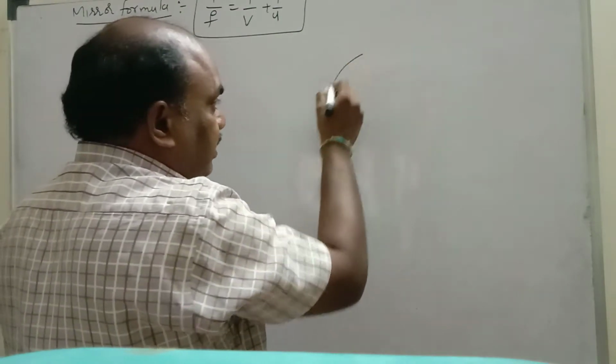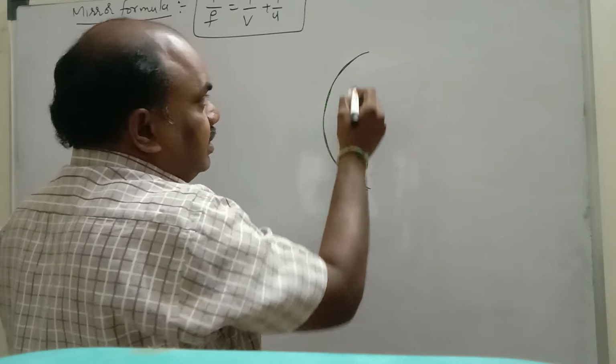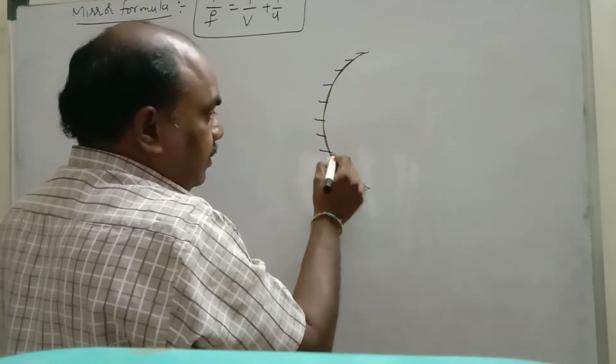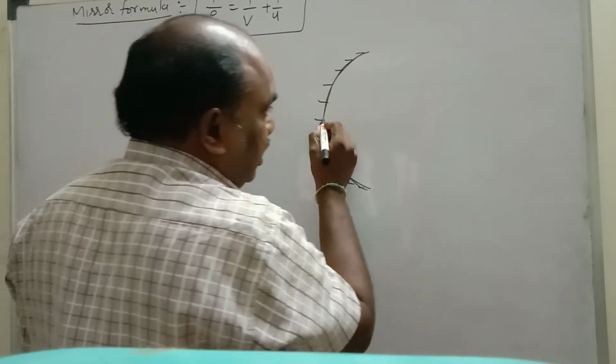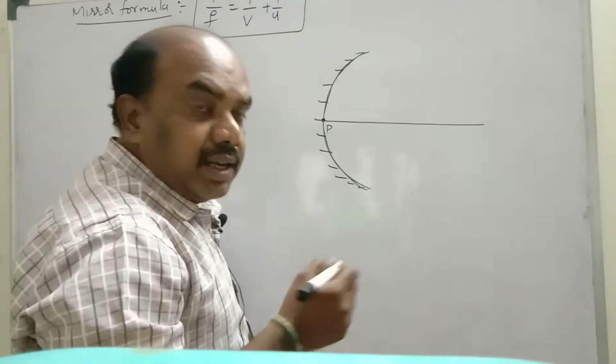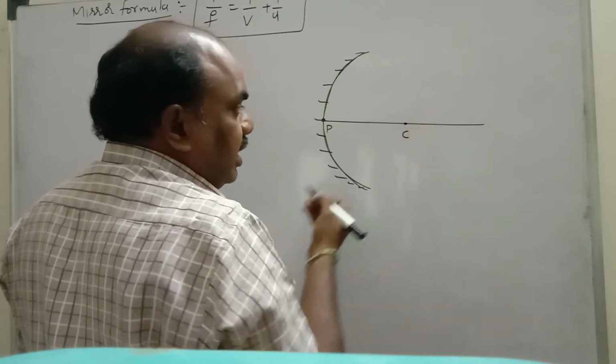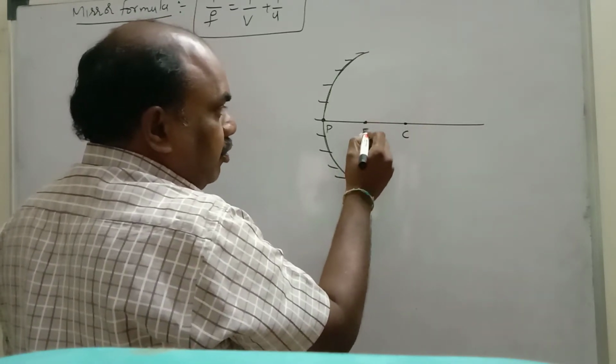How to derive this? Take a concave mirror. It is a curved surface. Silver mercury amalgam will be outside. This is called a concave mirror. This is the principal axis. The geometrical midpoint is the pole. It is extracted from this whole sphere. This is the center of curvature. This is the focus.